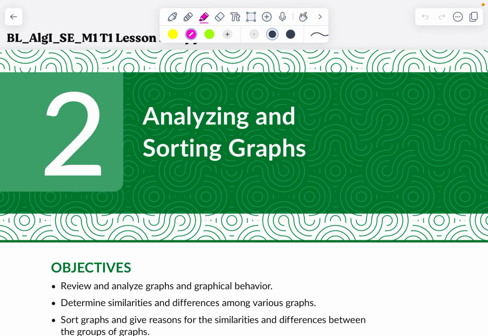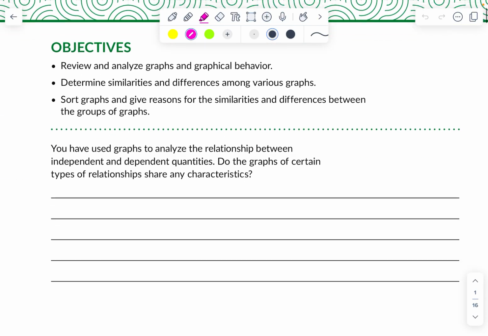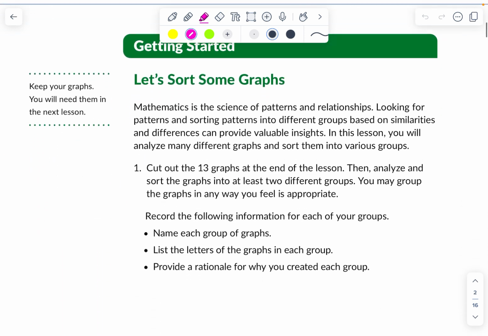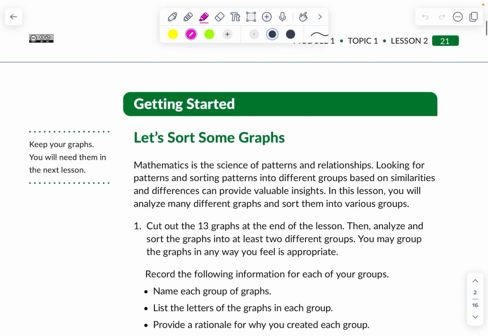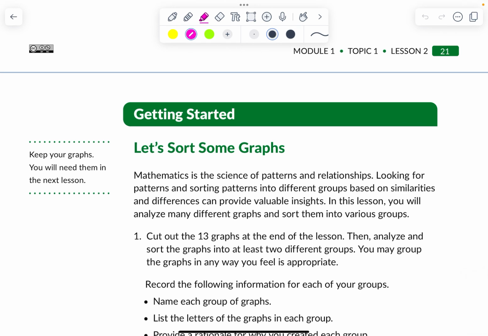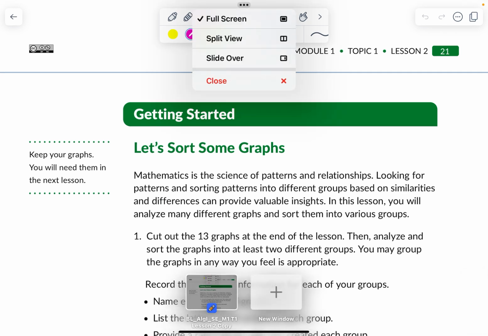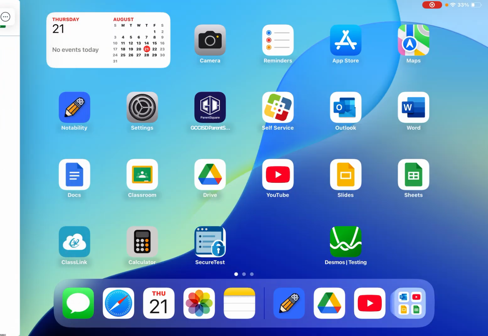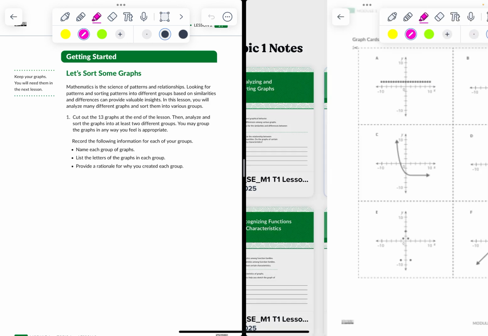Two, we're going to start talking about analyzing and sorting graphs. There are some graphs in your workbook that we cut out in class and sorted. So I'm going to go ahead and show you those graphs, and I will be referring back and forth to some of those graphs as we go through here, just so that you can see them side by side along with the questions.